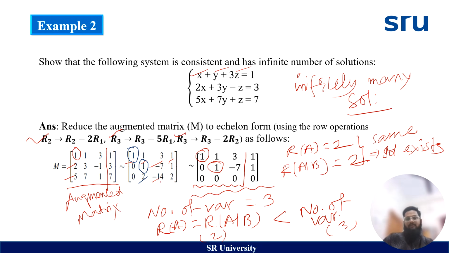So in this problem, the ranks are the same, but the value of the rank is not equal to the number of variables, because the number of variables is 3: x, y and z. But here you are getting the rank as 2, which is less than 3. So that means a solution exists because the ranks are the same, but as it is less than the number of variables, it has infinitely many solutions. Okay.